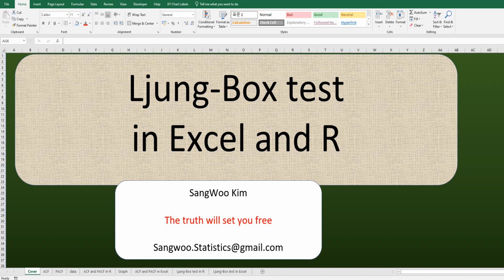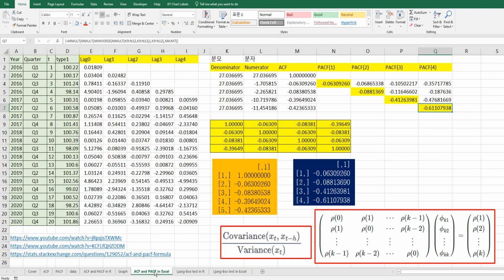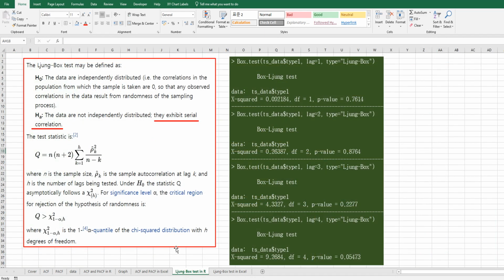I'm Sangwoo Kim. In this video, I would like to share how to do the Ljung Box test in time series data analysis. In the previous video, I showed you how to calculate ACF and PACF in R and Excel. The Ljung Box test is to understand whether the data are independently distributed or not. So the null hypothesis is the data are independently distributed, and the alternative hypothesis is the data are not independently distributed, so they exhibit a serial correlation.